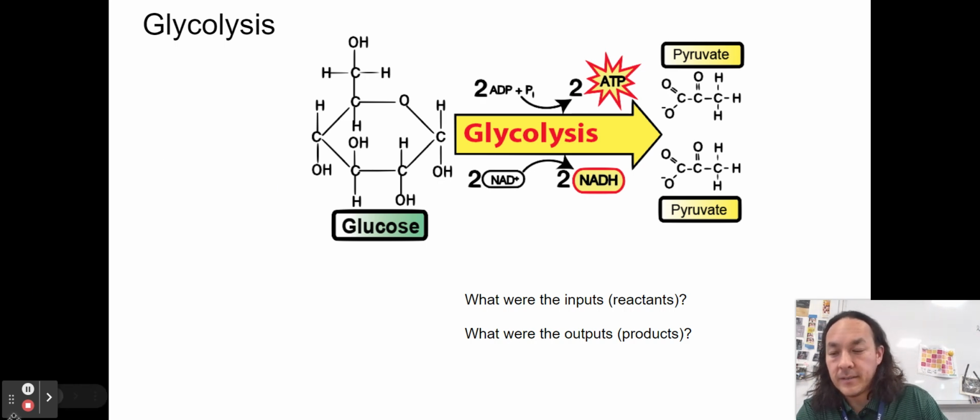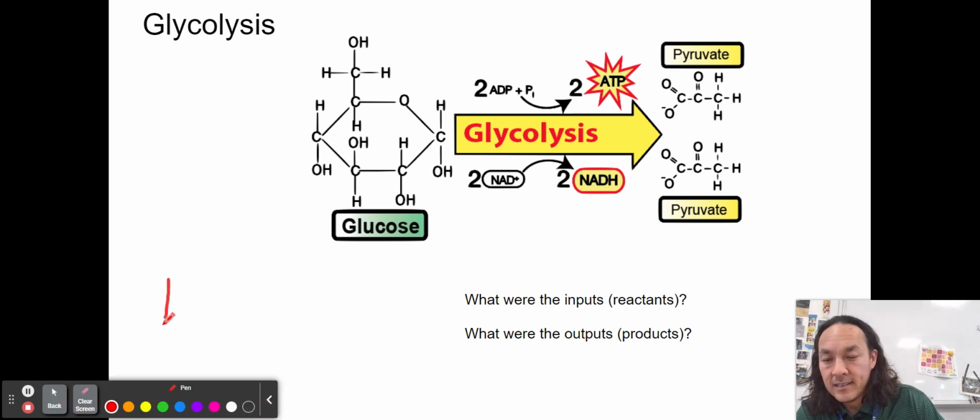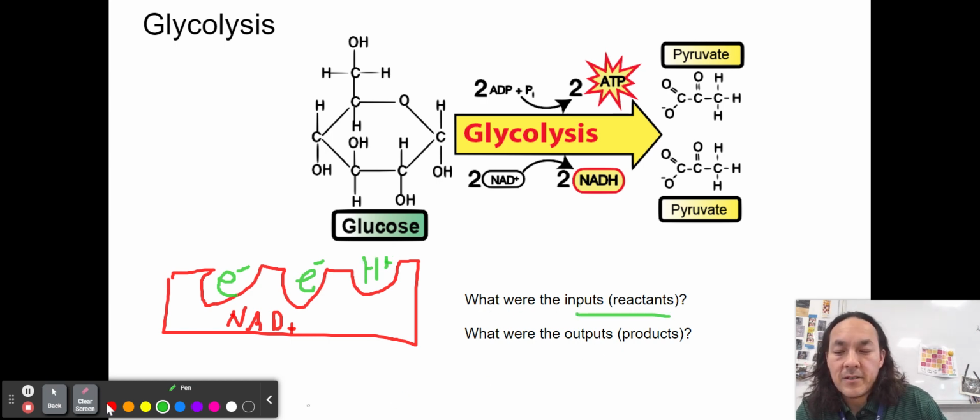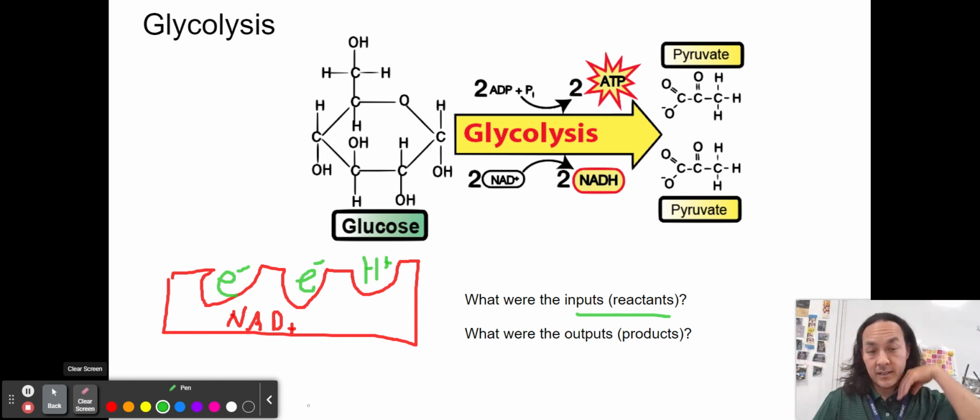Once again, let me draw what I want you to think of NADH as. Just like in photosynthesis, I want you to think about it as a taxicab that's got 3 seats. So this would be NAD plus. That's when it's empty. Now let's add some electrons and 1 H plus, and it becomes NADH. Notice how there was no oxygen required for this. And so glycolysis evolved very early on, when there was no oxygen in the atmosphere.